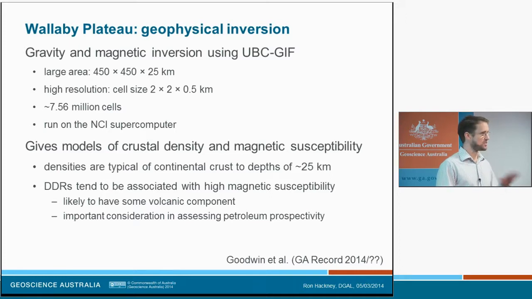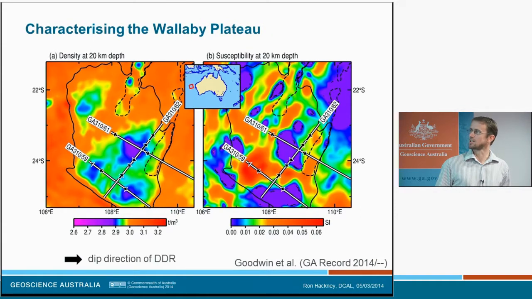So I'll show you now a couple of depth slices through these models that James built. And here's the first depth slice here at a depth of 20 kilometres. On the left here is density, and on the right is the magnetic susceptibility. You can see here this is the seismic reflection lines that are shown there. What's also plotted on here is the dip direction and the extent of those divergent dipping reflector sequences.